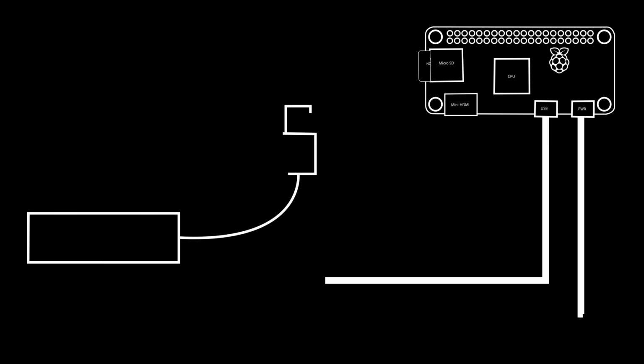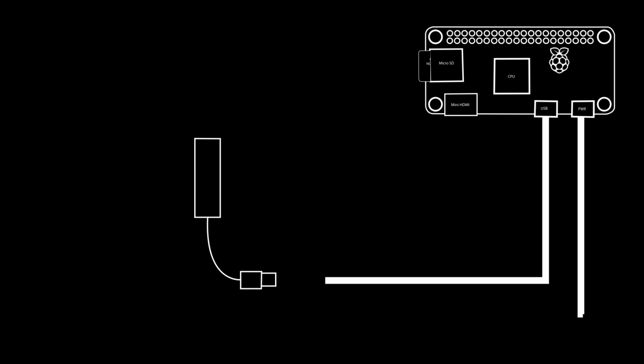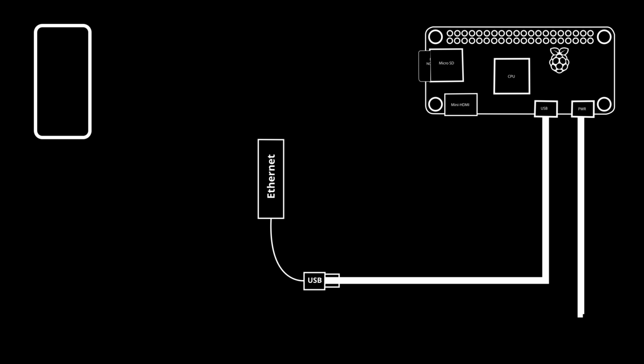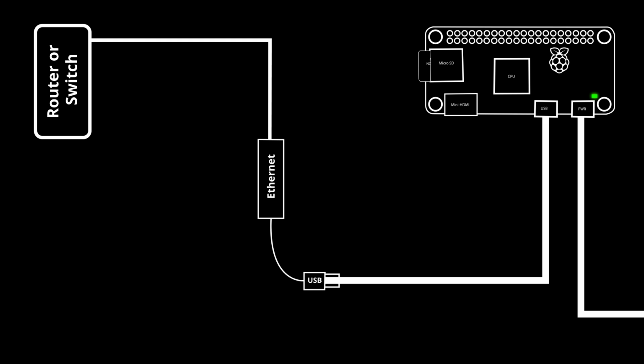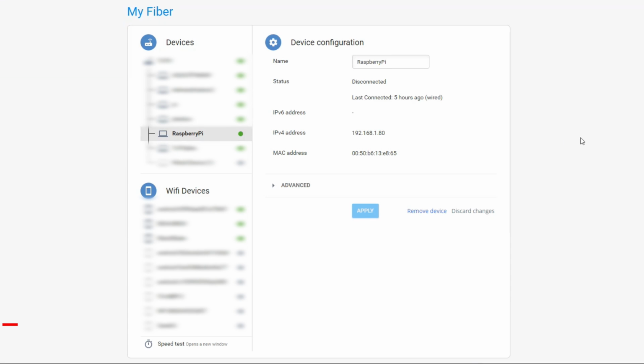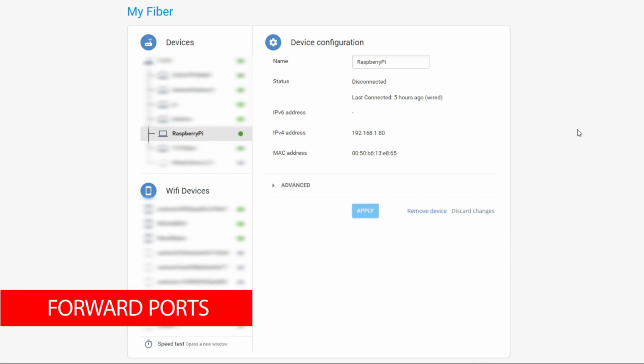Now take the USB to Ethernet adapter and plug it into the micro USB adapter. Then plug your Ethernet cable into the Ethernet adapter, and then into your router or switch. Finally, plug the power back in. The next step is to forward ports on your router to the Pi.